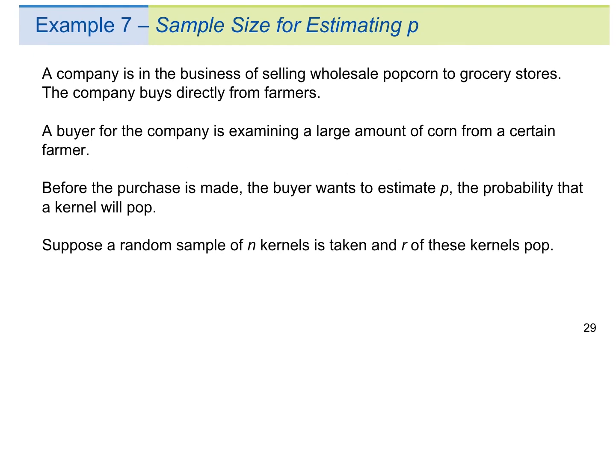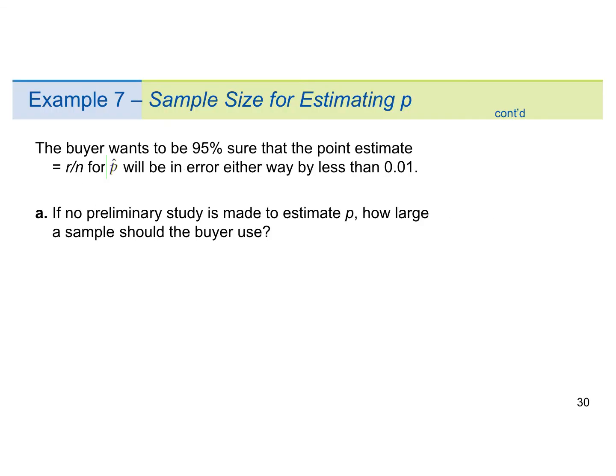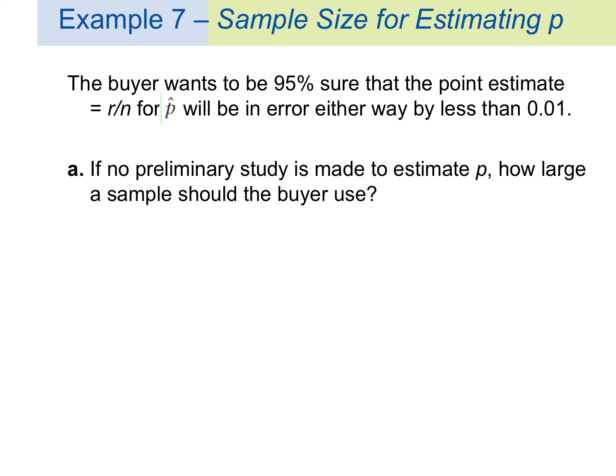Example of the first. A company is in the business of selling wholesale popcorn to grocery stores. The company buys directly from farmers. A buyer for the company is examining a large amount of corn from a certain farmer. Before the purchase is made, the buyer wants to estimate P, the probability a kernel will pop. Suppose a random sample of N kernels is taken and R of these kernels pop. So notice they didn't give you any of the numbers. So the buyer wants to be 95% sure that the point estimate for P hat is either more or less than 0.01. That's your error.